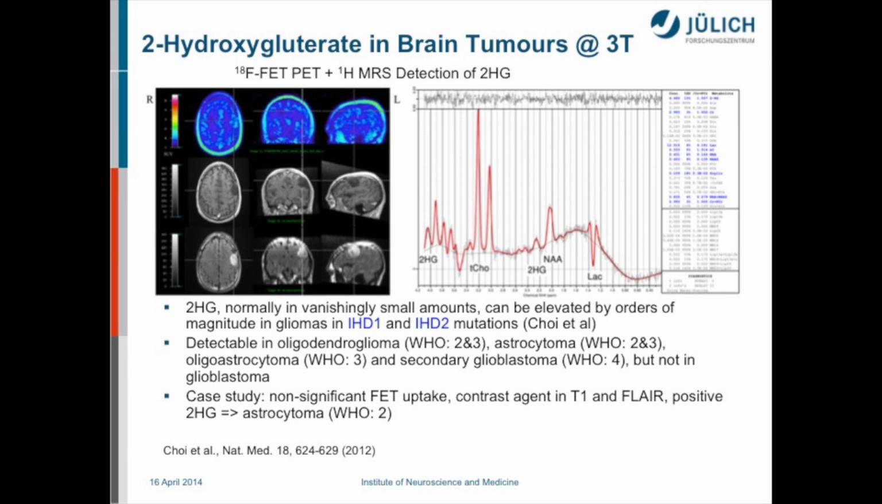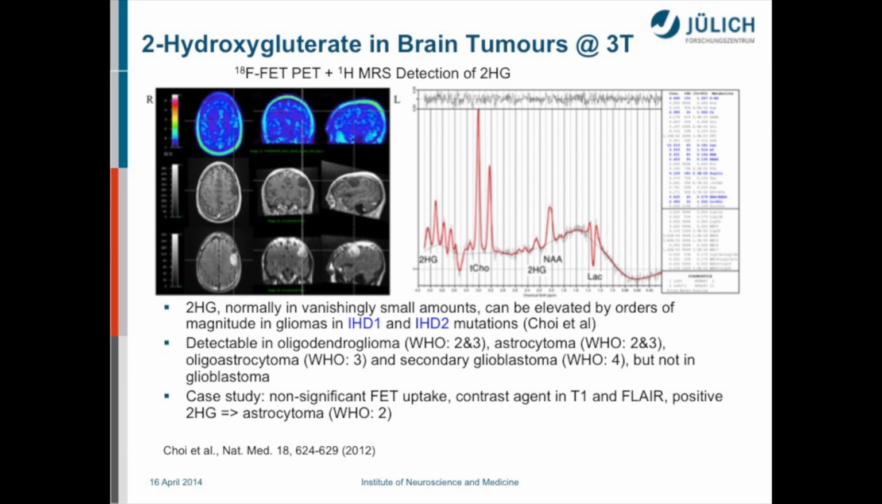We want to be able to detect that with normal proton spectroscopy. So this is the hybrid scanner again, PET, MRI. And you can see the spectroscopic measurement, you can see the peak from 2HG very, very clearly. 2HG is normally only present in vanishingly small amounts, except when you have these mutations, published in the paper in Nature by Choi et al. And we can show that it's detectable, even at 3 Tesla, very, very easily.